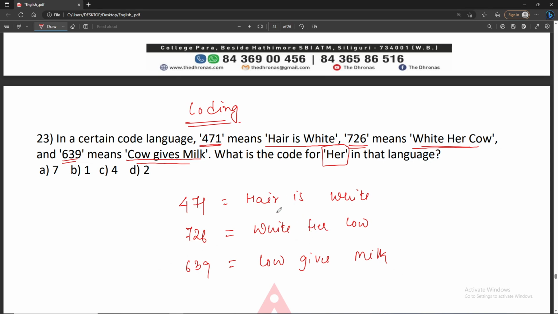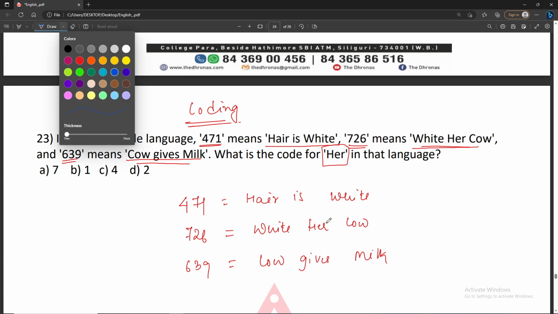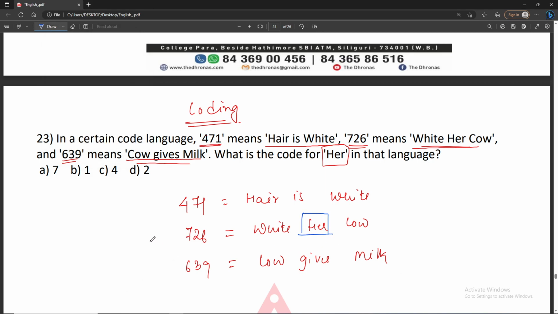You can see her is given only in the second place. So either the answer should be 7 or 2 or 6. But you can see 7 is also here, and her is only in the second part. That means 7 should not be the answer. So now the answer is either 2 or 6. Now you can see 6 is also in the third part. So 6 should not be the answer. The answer for her is 2. So the code for her is 2.